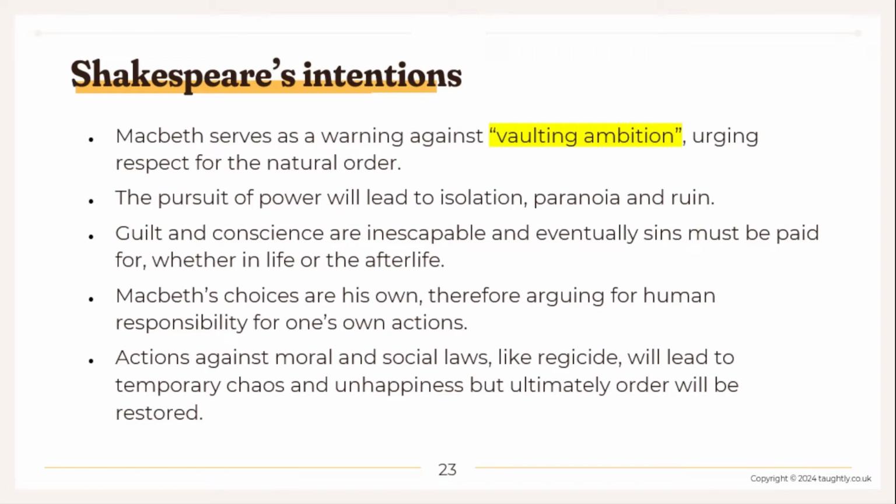So the Macbeths get what they want, but they both go crazy and they both die. So you will have to pay for the things that you do wrong. Macbeth's choices are his own, therefore arguing for human responsibility for one's own actions.